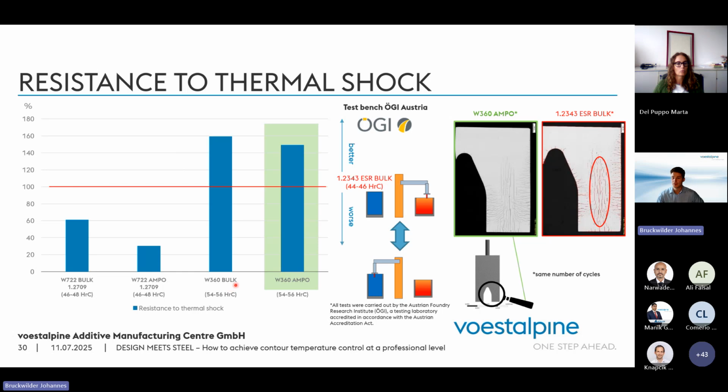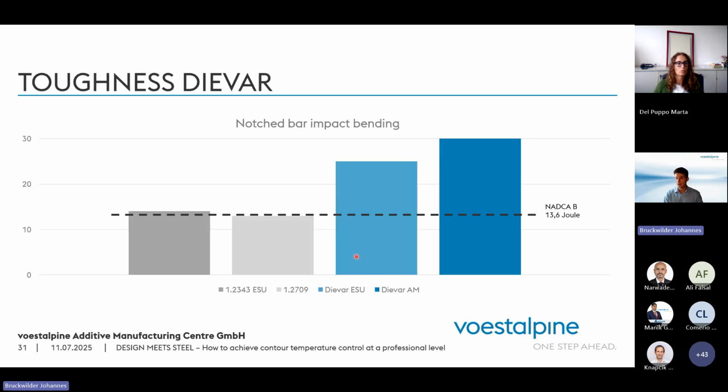We checked here W360 bulk material and also W360 printed material. And here you see both steels perform better than a typical 1.2343 bulk material. And also you see the 1.2709 for printing, which is worse than the W360 and the 1.2343. And so this is one material, the W360, which we recommend.